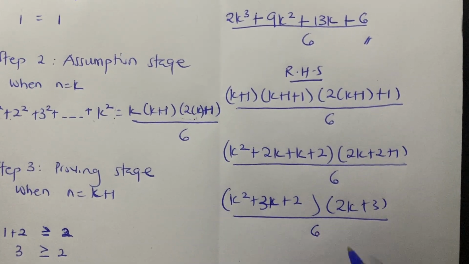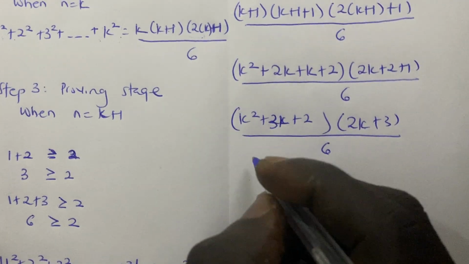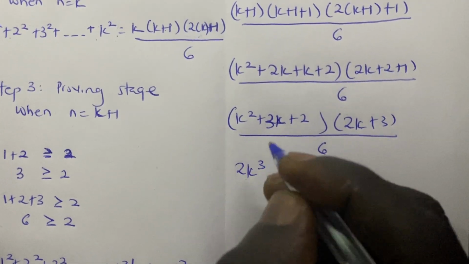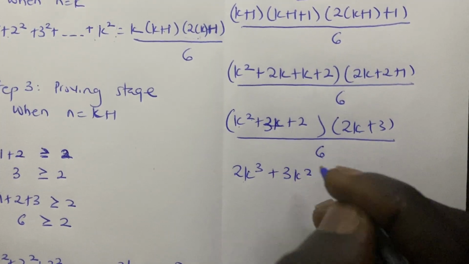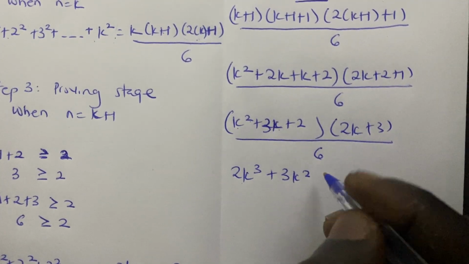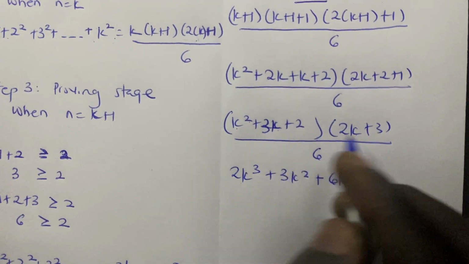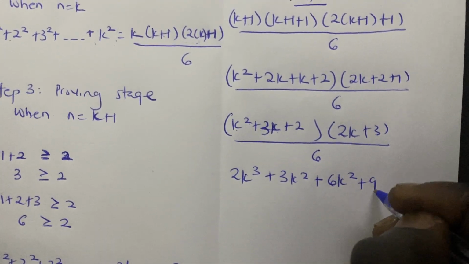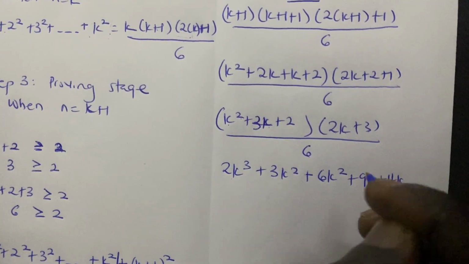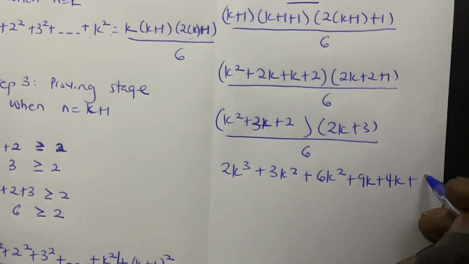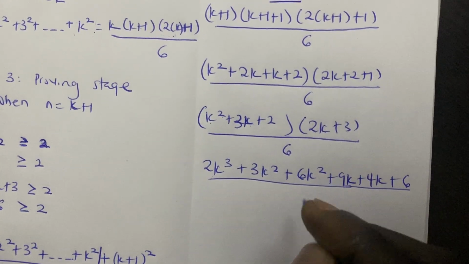All over 6. And now we multiply this, so we are getting k squared times 2k, which is going to give us 2k cubed. We are getting k squared times 3, which is going to give us 3k squared, 3k times this, which is going to give us 6k squared, 3k times 3, which is going to give us 9k, 2 times 2k, 4k, and then 2 times 3, which is going to give us 6, right? Don't forget your denominator, all divided by 6.